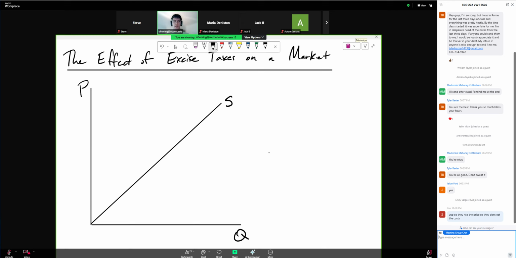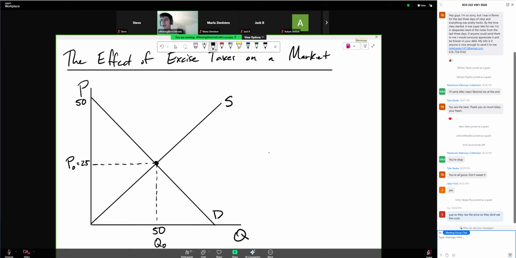Okay, so supply. Demand. That's easy. That's just supply and demand. Now I put exact numbers in there because the exact numbers are going to be important here. Okay, so there's supply and demand.